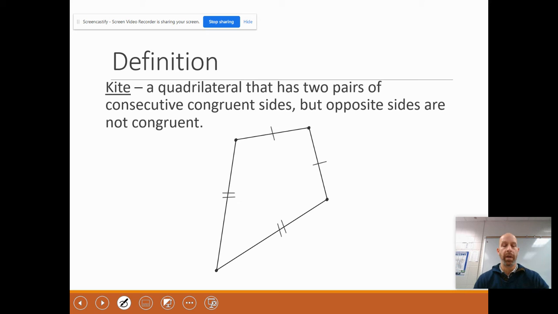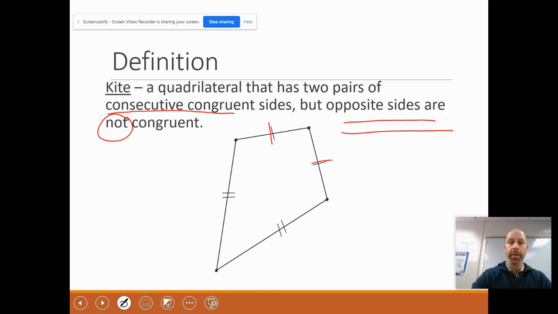Okay, so now we're done with the trapezoids. Let's look at a kite real quick. A kite is simply a quadrilateral that has two pairs of consecutive congruent sides, but the opposite sides are not congruent. So these two sides are congruent, and these two sides are congruent, but for example, these two sides here are not congruent. And furthermore, these two sides are not congruent.